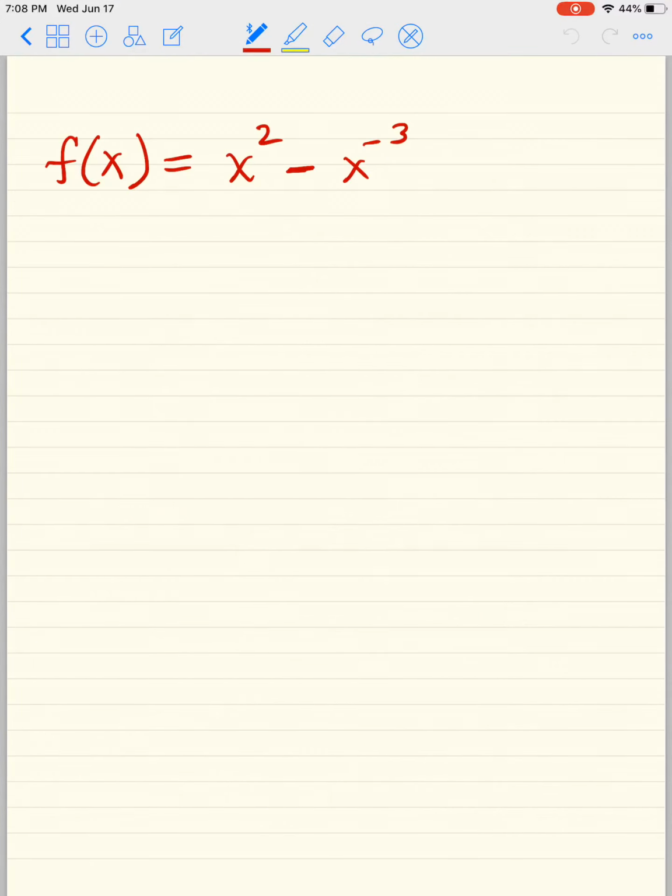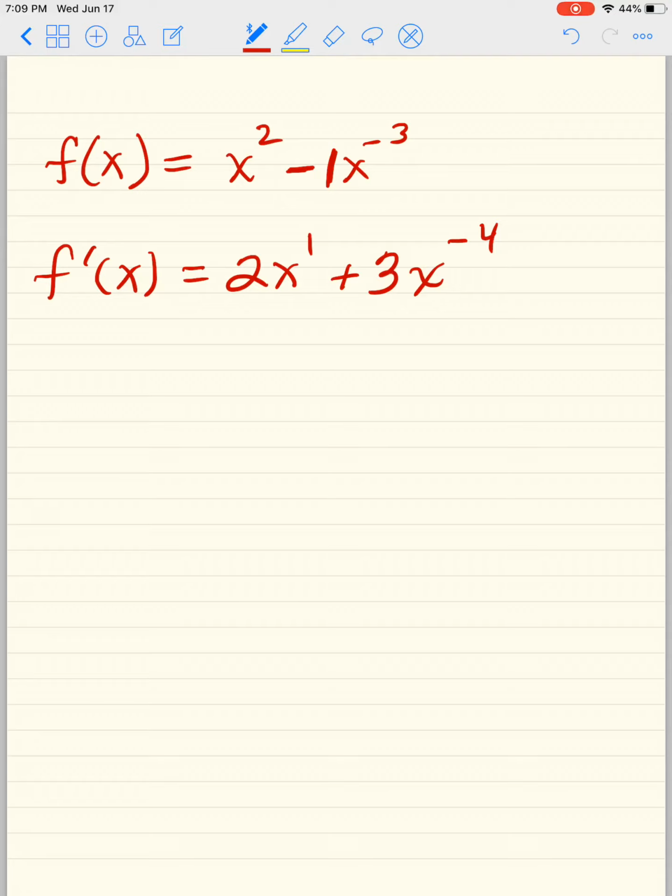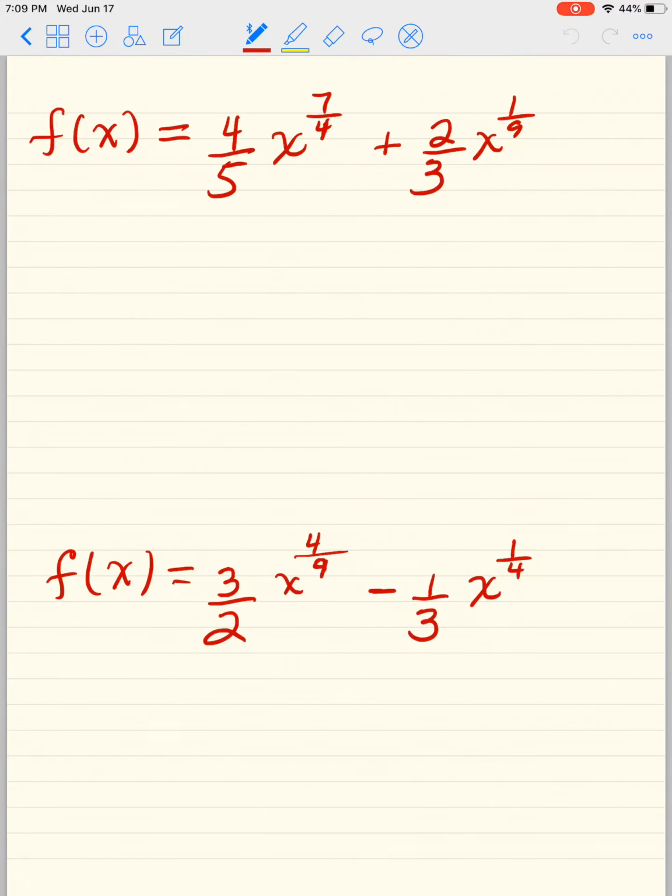Ready? Yes. All right, we have f prime of x equals 2x to the first. Negative 3 times negative 1 is positive 3. X to the negative 4. That's all I have to do there. And that's pretty much it.